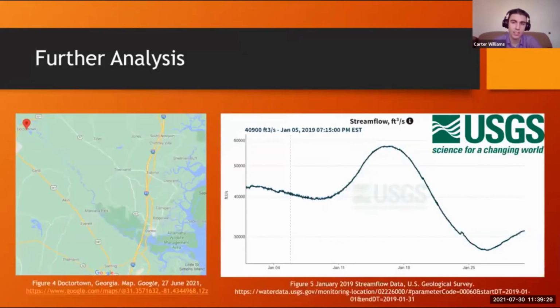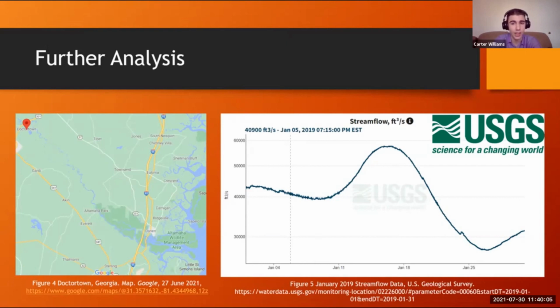So if we were to take this analysis even further and compare the sediment rates during high and low tide with stream flow data taken from the United States Geological Survey at Doctortown, Georgia, we could perhaps see some interesting things. It would be interesting in particular to see how much the stream flow taken a couple miles north of the river mouth affects the levels of sediment. You can see that little red marker is Doctortown and the mouth is right here.